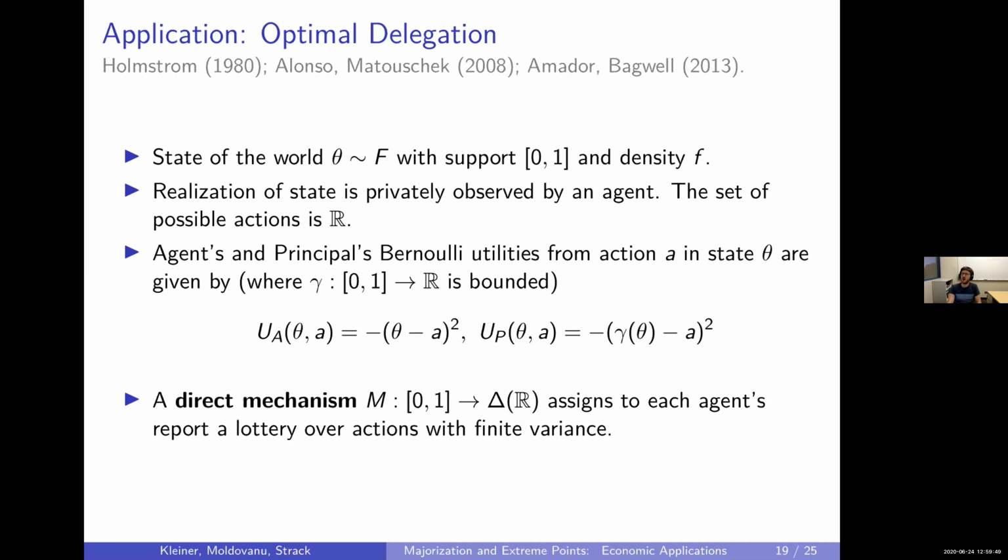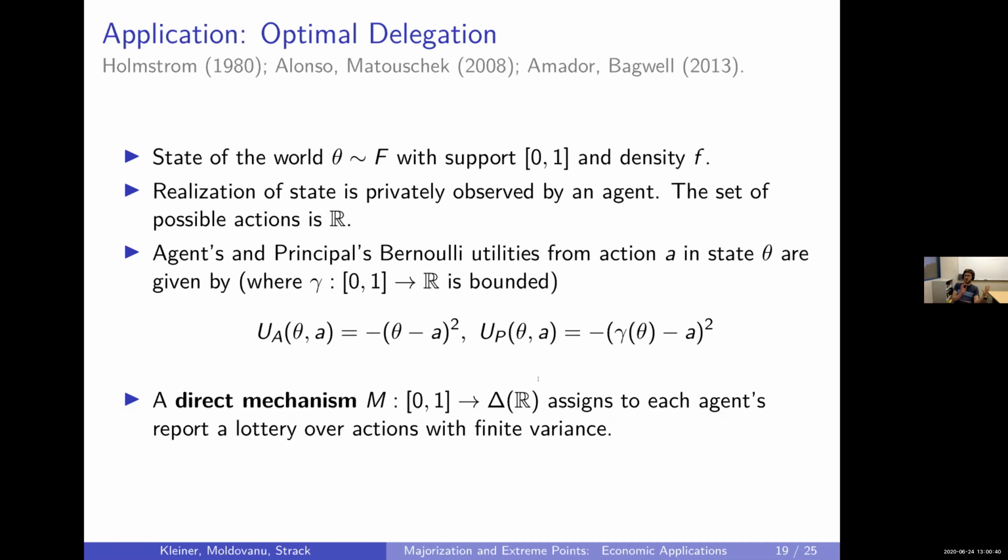This can be extended, for example, to the utility functions used in Amador and Bagwell, so it could be done slightly more generally. Instead of taking this delegation perspective as in Holmstrom, Amador and Bagwell, for example, formulated this as a mechanism design problem, as has been done earlier as well. In this setting, a direct mechanism is simply a mapping from the realized state of the world, or the type of the agent, to some distribution over possible outcomes. We assume that this has finite expected value and finite variance.